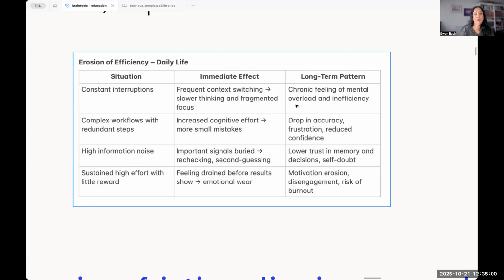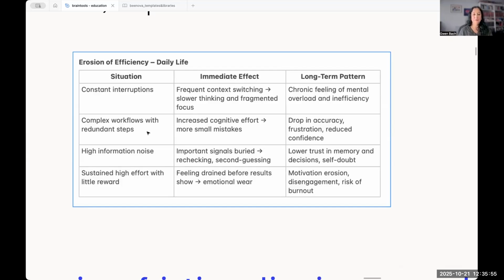And then we have those complex workflows with redundant steps. So if we have this big project we're working on and we know those 10 things we need to do regularly and they're totally useless, but the company requires us to file this, this is a cause of frustration, and it really gnaws on our confidence, and we will not work as hard, and we have a drop in accuracy because it requires so much cognitive effort, and we increase the number of small mistakes that can creep in.